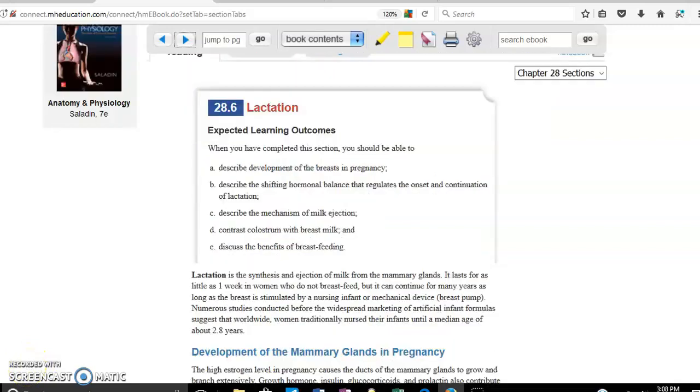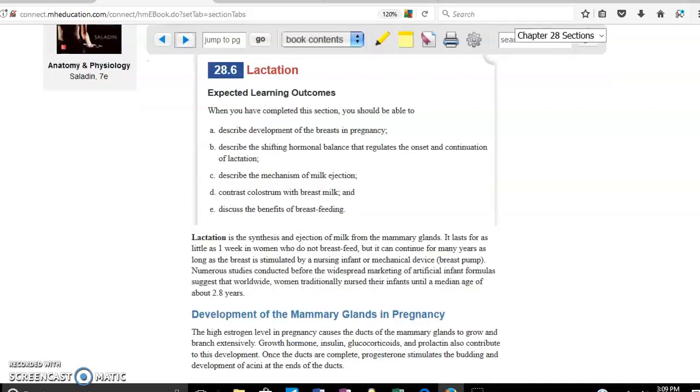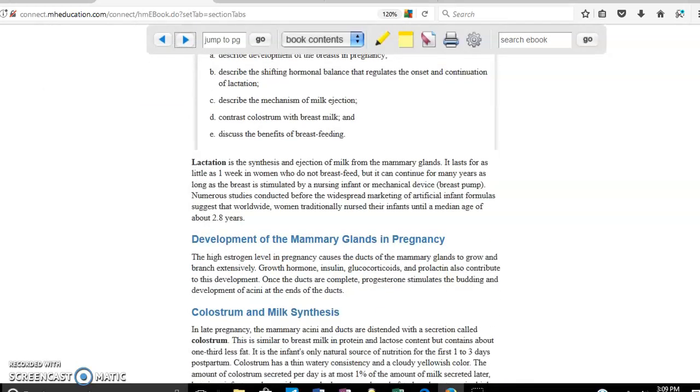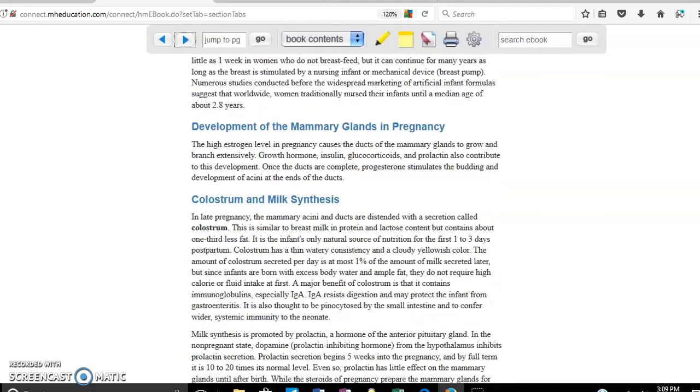Okay, the next topic is lactation. Just a few words about it. Due to the presence of the hormones, there's going to be an increase in the size of the mammary gland and the production of milk. But at the very beginning, the milk that is produced is not actually called milk. It's actually called colostrum, as you can see right here. Colostrum is very similar to milk, but it has less fat. And it contains immunoglobulin A, which is going to provide some immunity for the baby in order to fight infections.